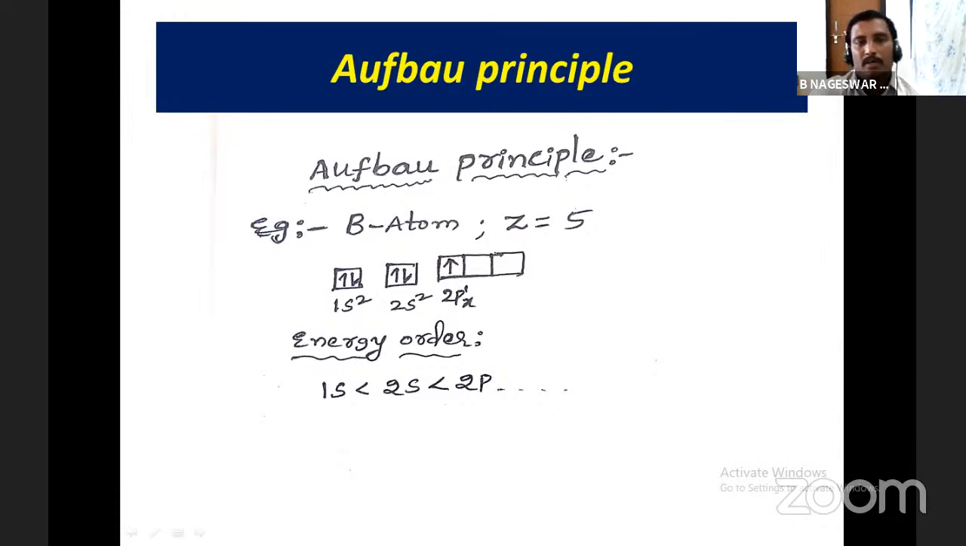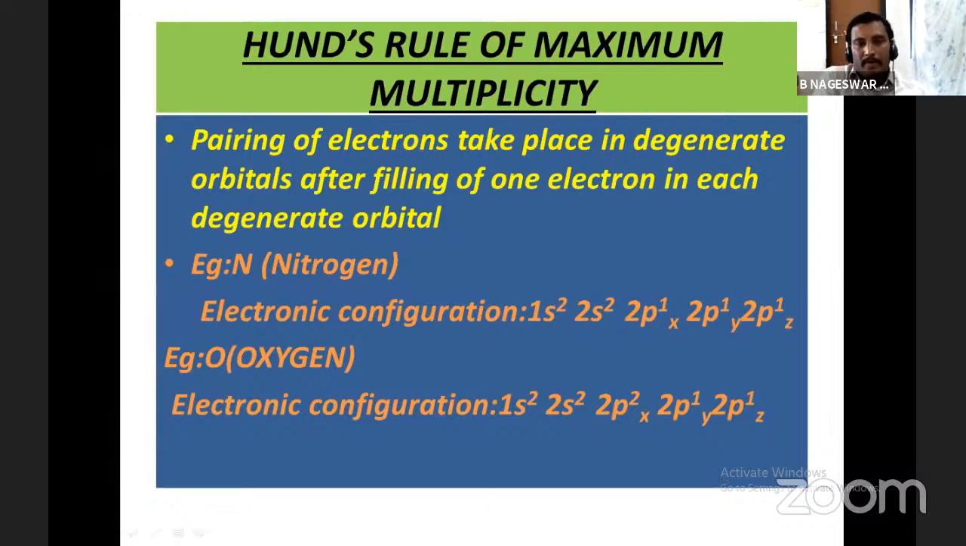Next you go for Hund's rule of maximum multiplicity. What is Hund's rule? Very simple, children. Pairing of electrons takes place in degenerate orbitals after filling up one electron in each degenerate orbital. Already we know one word: what are degenerate orbitals? Orbitals having equal energy are called degenerate orbitals.